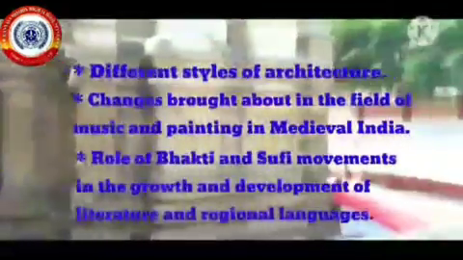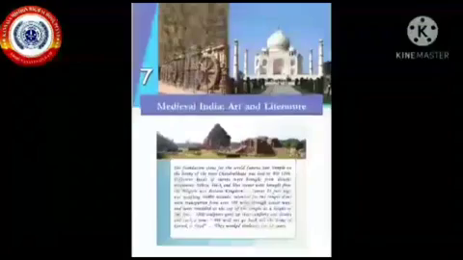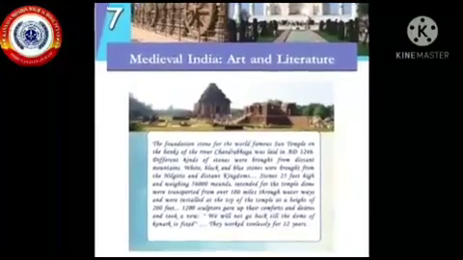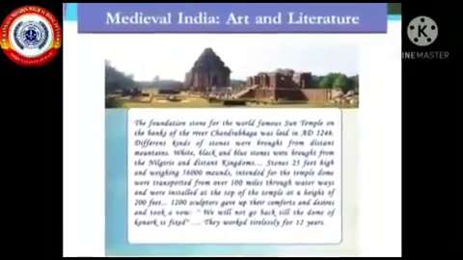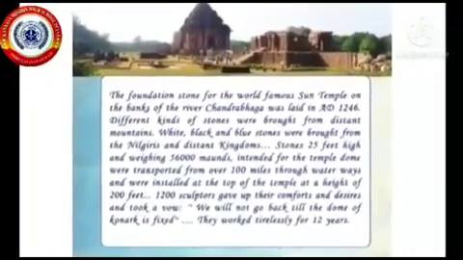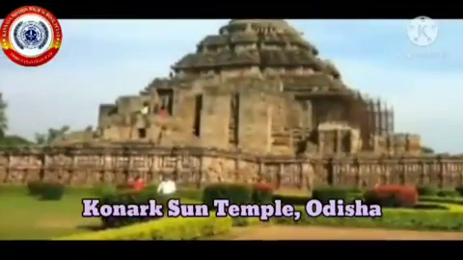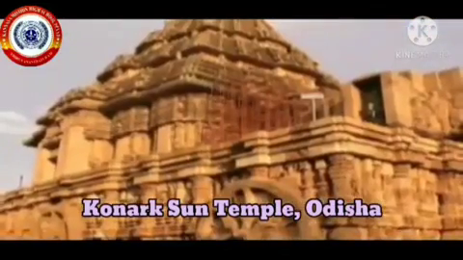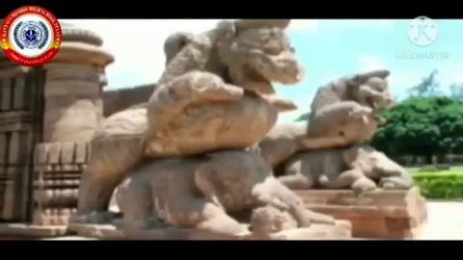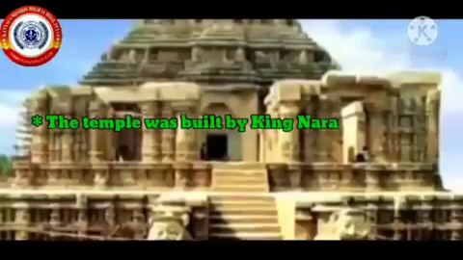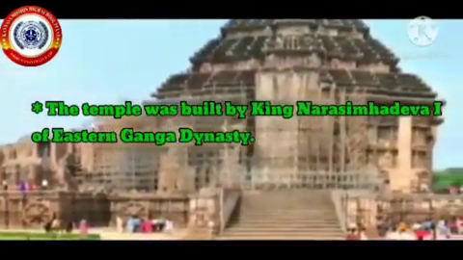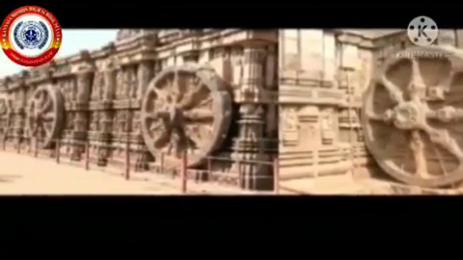Let's start this chapter. The description is an extract from the novel Shila Padmam, written by Pratibha Ray, the famous Odia novelist. The foundation stone for the world-famous Sun Temple on the banks of the river Chandrabhaga was laid in AD 1246. The temple was built by King Narasimha Deva I of Eastern Ganga dynasty. Different kinds of stones were brought from different mountains. White, black, and blue stones were brought from the Nilgiris and distant kingdoms.